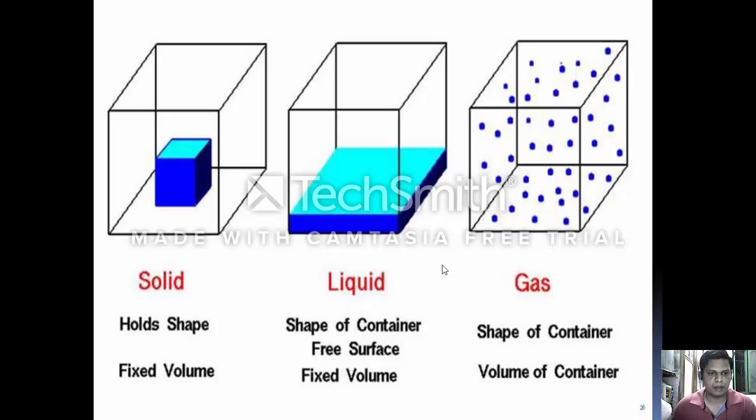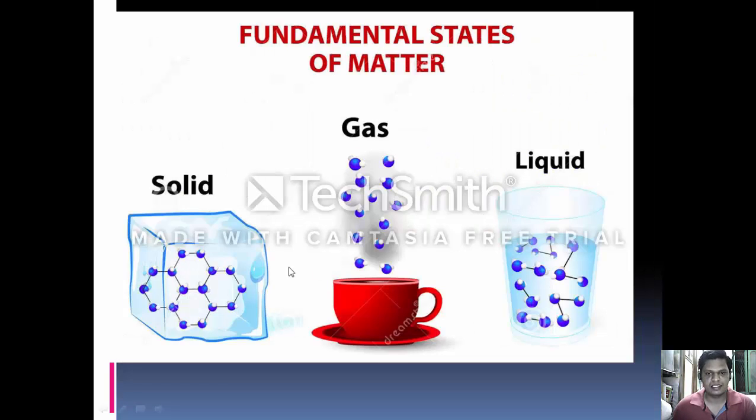One is the liquid and then gases. So you can see in this image, in the solid, all molecules are together. In the gas, they are separated by a very large distance. In the liquids, they are separated by some distance.